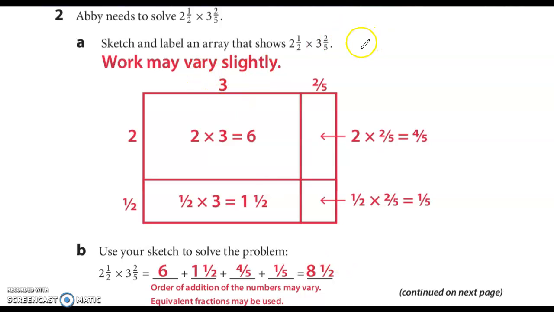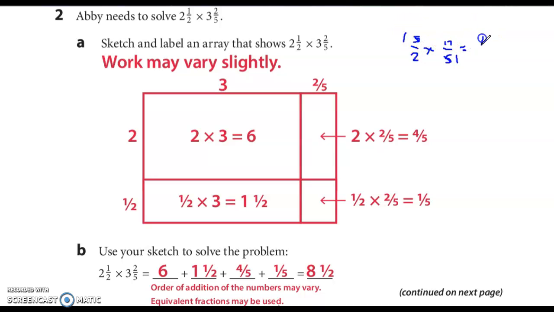If you want to solve this, turning them improper, it's a great way to check your answer. 2 1/2 is the same as 5/2 times 3 2/5 would be 17/5. I'm going to go ahead and cross cancel. 17 and 2 do not have any factors alike, but 5 and 5 do. They both have the factor of 5, so I'm going to divide 5 by 5 to get 1 and divide 5 by 5 to get 1.